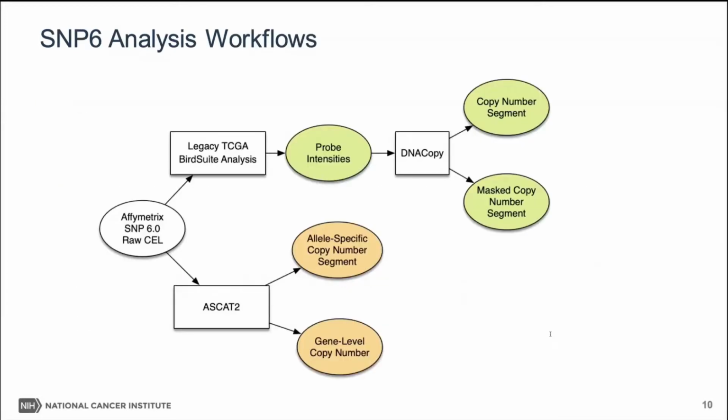Okay, we also mentioned GDC has a new workflow using ASCAT2. It generates very different output. It has a copy number segment, but you can see it's called allele-specific copy number segment. I will describe why it's allele-specific. And we also generate a gene-level copy number.